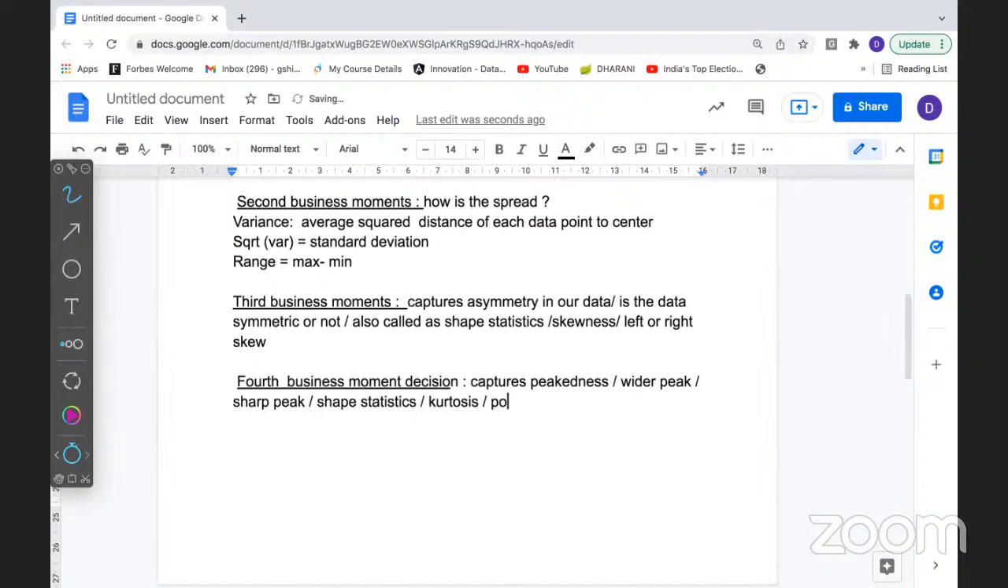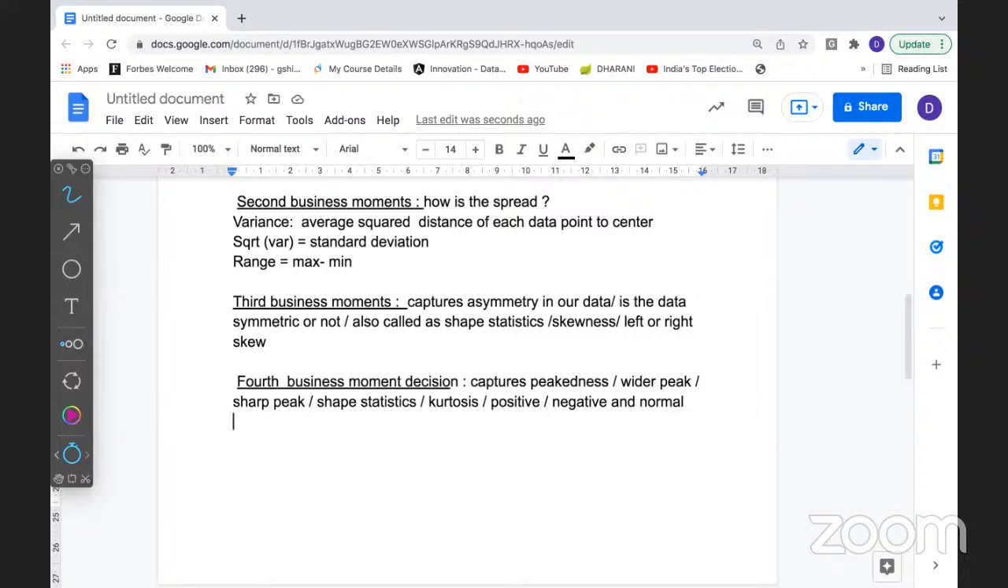Kurtosis can be positive, negative, and normal, or zero. Mesokurtic, platykurtic, right? These are the types of kurtosis.